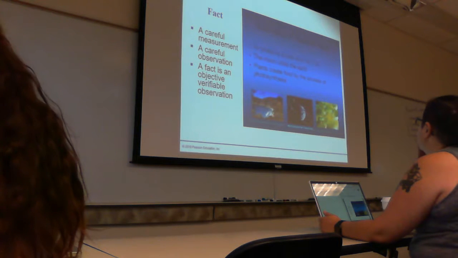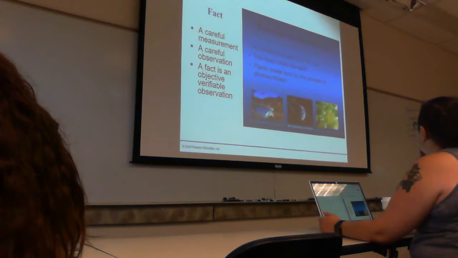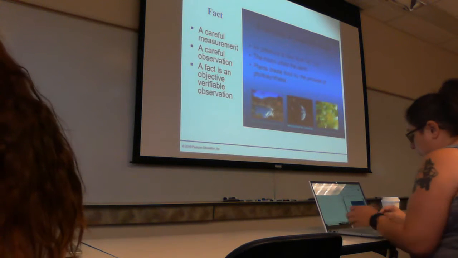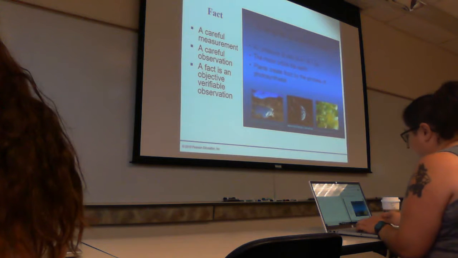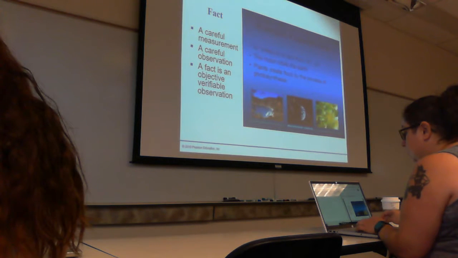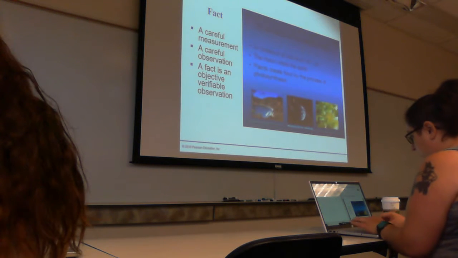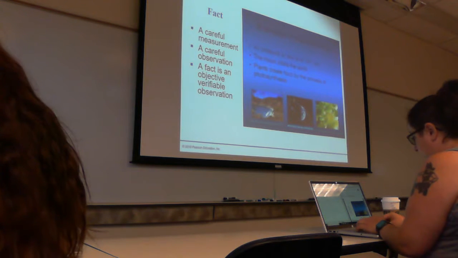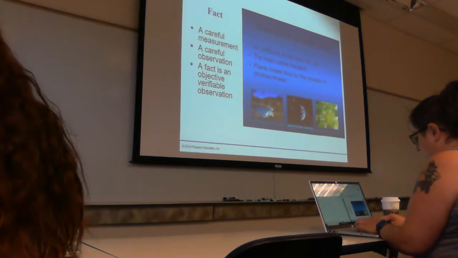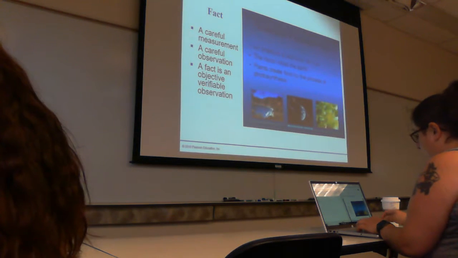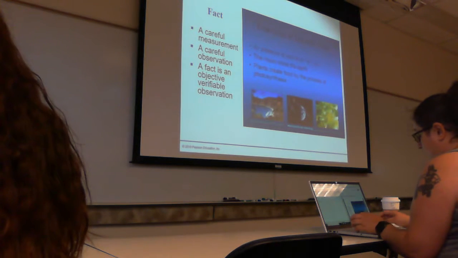So a fact is not really something we test in science. It's a careful measurement. It's 98 degrees outside today, or the moon orbits the earth. These are all careful observations, but they're verifiable observations. They're just things that are known to be true that aren't necessarily tested all the time. They're simple. There's X amount of people in this room, right? So that's a fact. It's a careful, verifiable observation.